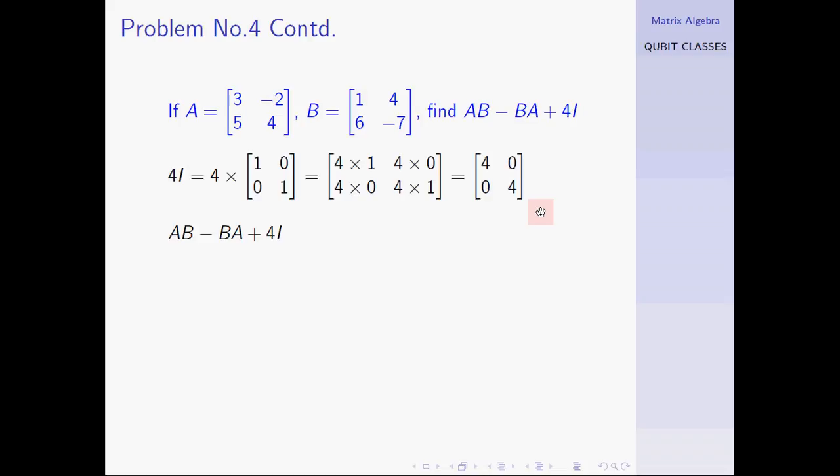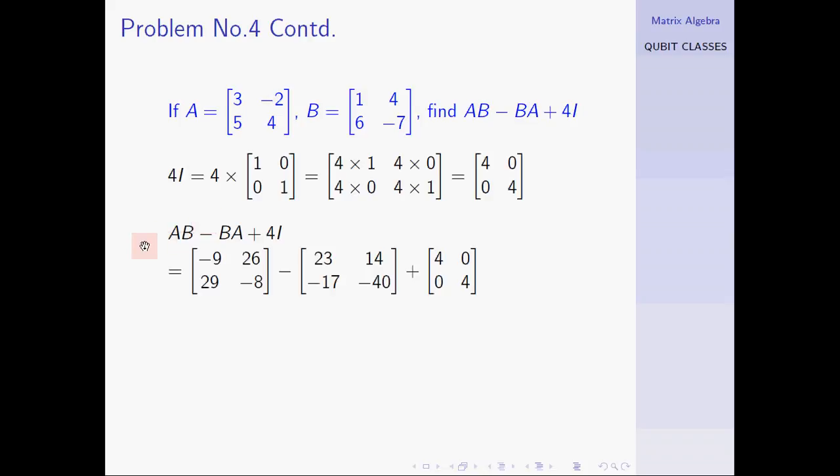Now in the previous slide we obtained AB and BA, and now we have obtained 4I. So let's find this expression. AB is this, BA is this, and 4I is this. Note that the order of each of these matrices is 2 by 2.